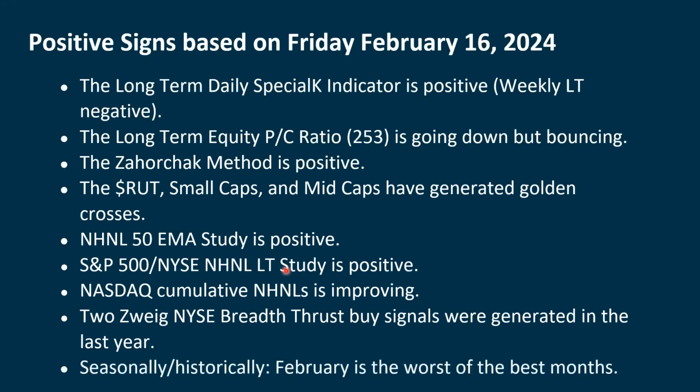And seasonally, this is kind of, you could take it positive because we're in the 6-month window, but February tends to be the worst of the best 6 months. And then the longer term seasonality is still back there as well.